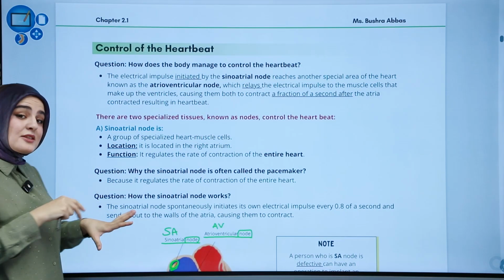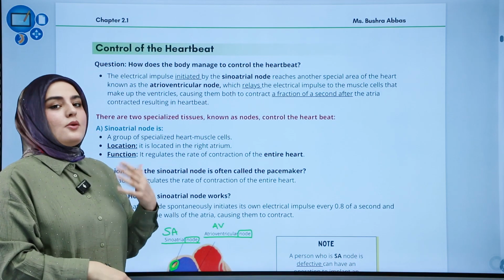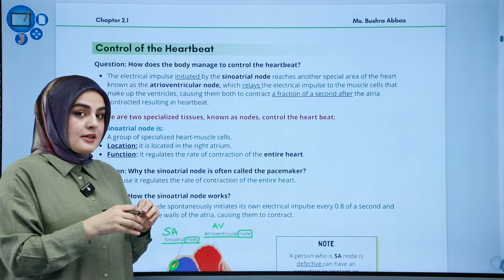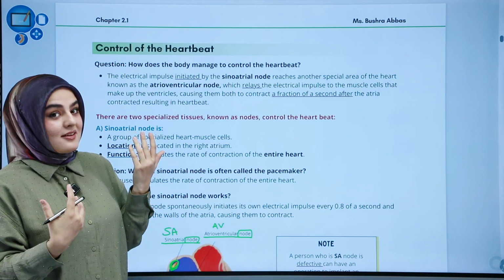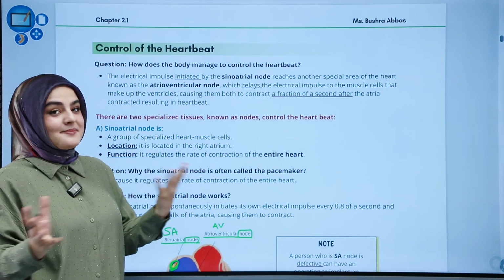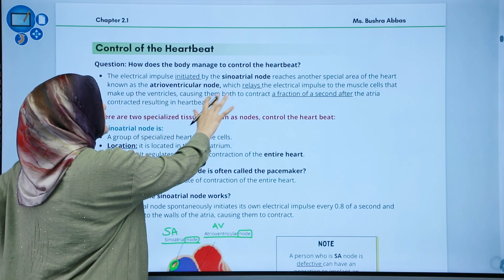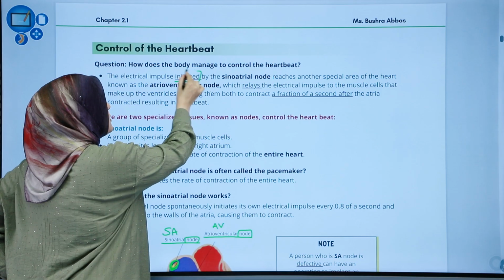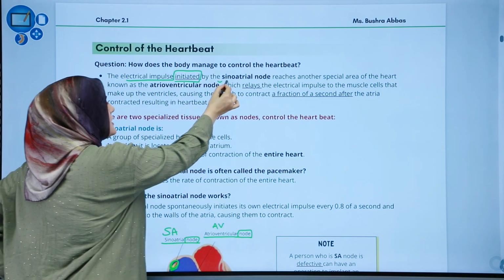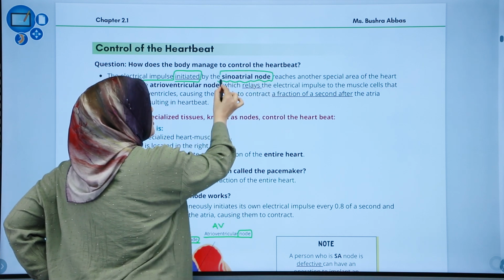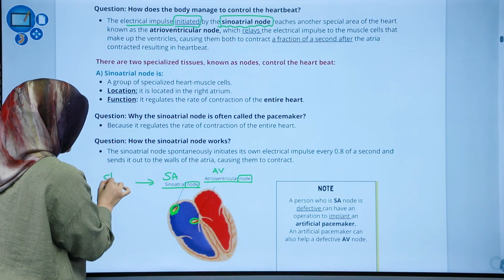Oh, we said that this is specialized for neurons, but actually, apparently, we have special areas in the heart that can create their own electricity. That's why even if the brain is dead, the heart doesn't stop sometimes. So what I want you to know is that the initiation of this electrical impulse starts with the sinoatrial node. There you go. So this starts it all.